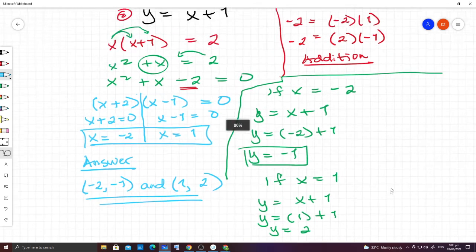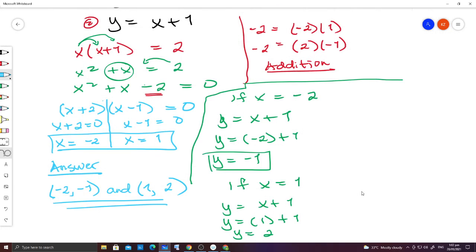Okay, finish copying, or you can screenshot.